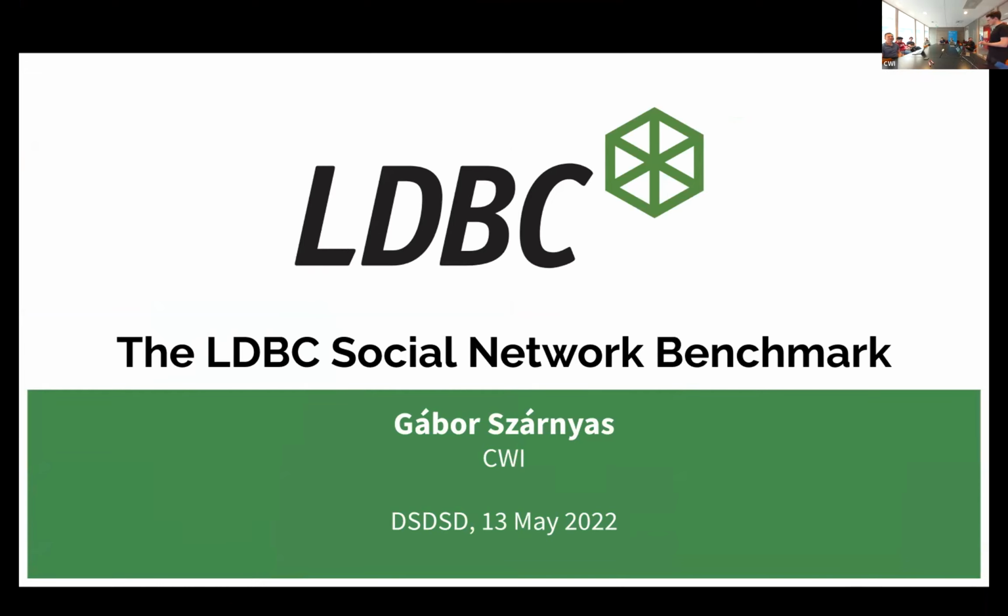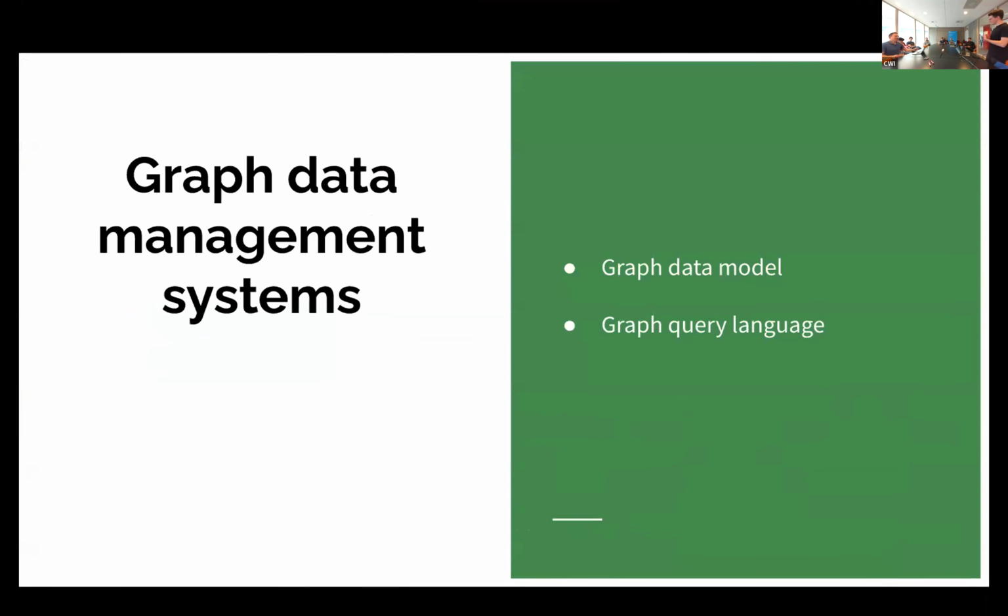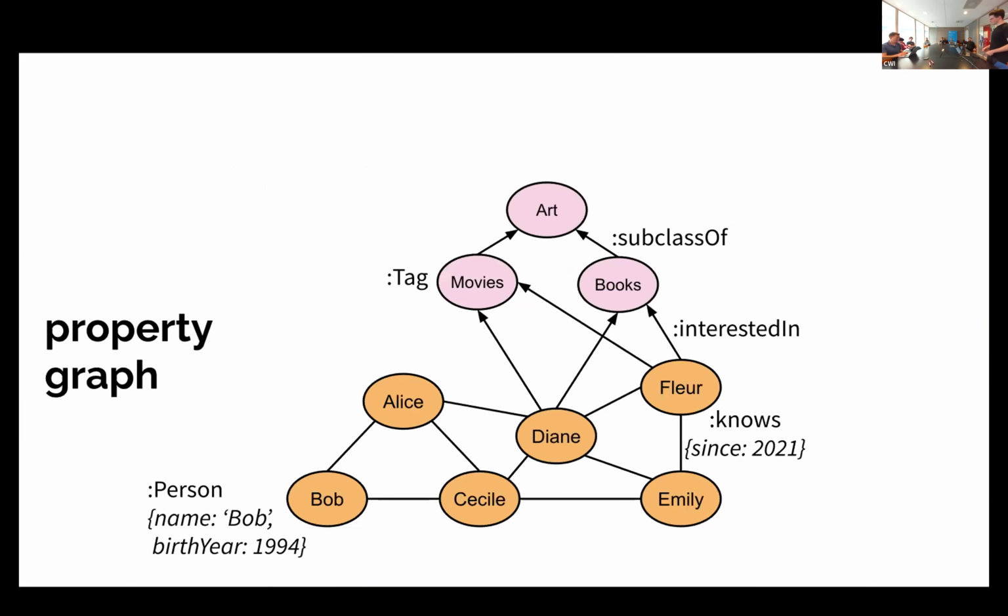Welcome everyone to this graph-themed DSDSD. I'm going to talk about the LDBC Social Network Benchmark today. And just to set the stage, I would like to define what I mean by graph databases. This is going to be a broad definition that incorporates all sorts of graph data management. So we talk about what a potential graph data model is and what graph query languages are supposed to do at the very minimum.